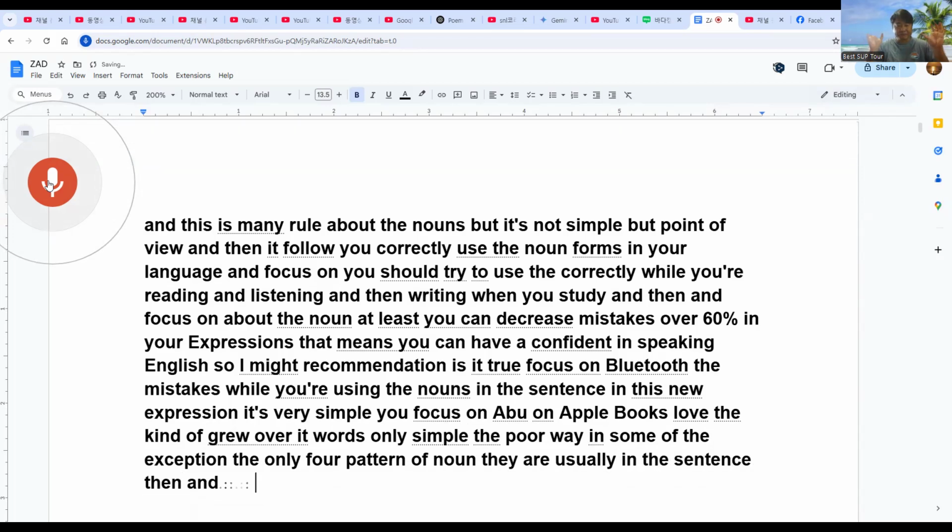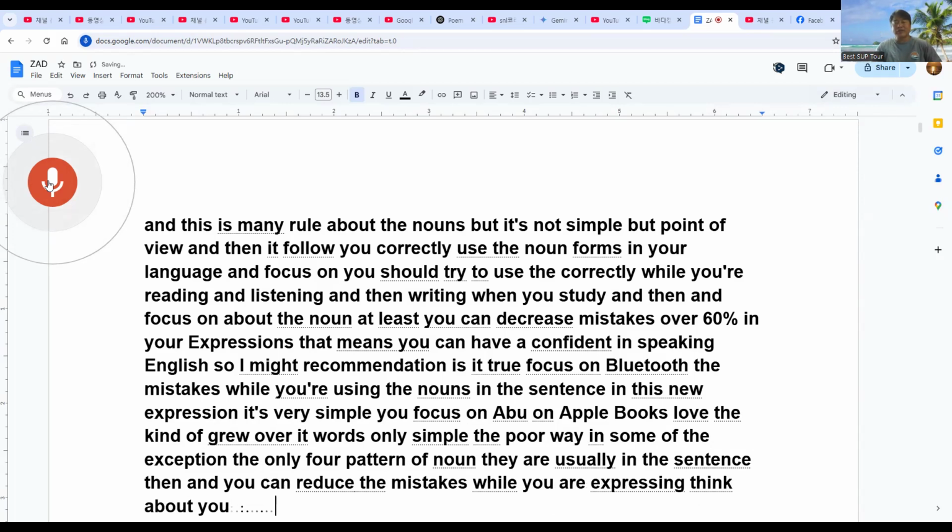Then you can reduce and decrease the mistakes while you are expressing. Think about having 60% of your English correct, then you can feel competent while you are speaking.